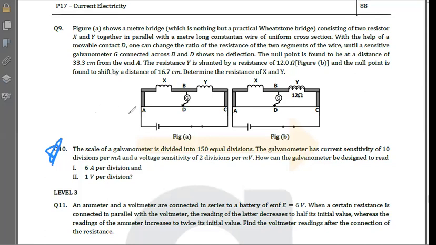So a scale of galvanometer is divided to 150 units. So galvanometer का scale जो है वो 150 equal units में divided है. So number of unit is 150. The galvanometer has a current sensitivity of 10 division per milliampere. Okay, current sensitivity is 10 division per milliampere. Okay, and voltage sensitivity 2 division per millivolt. है ना? So it is 1 by I, 1 by V.